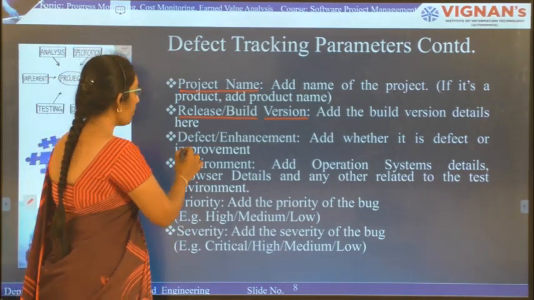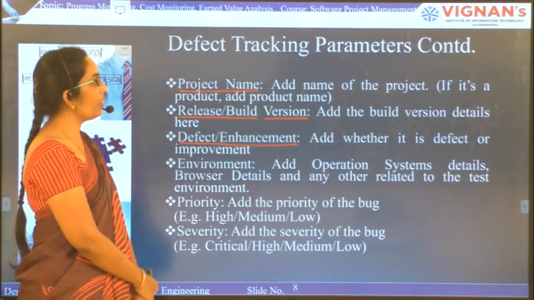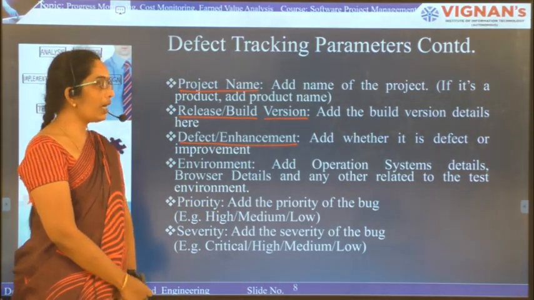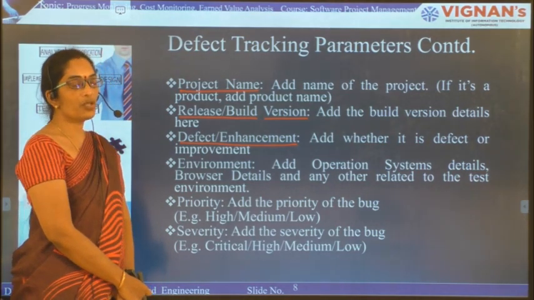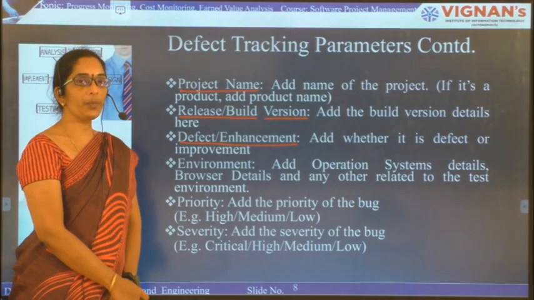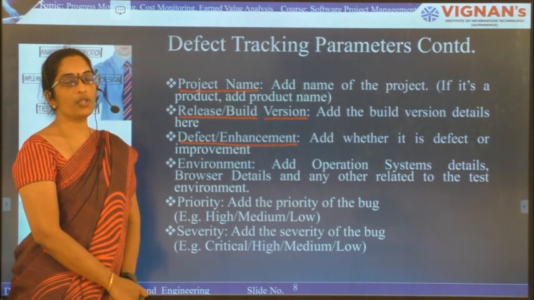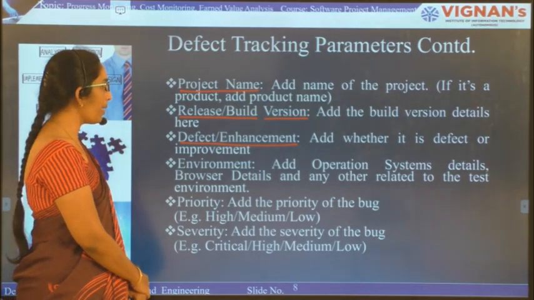So the next parameter in defect parameters is defect or enhancement. So we have to add whether it is a defect or it is an improvement. So if it is already existing, then what improvement you are making to that defect, that also you have to include in this defect parameter.